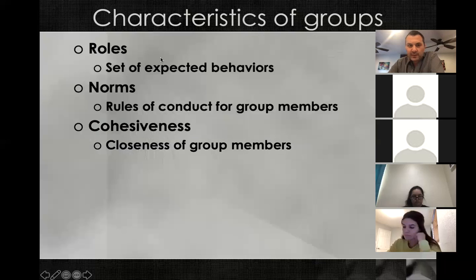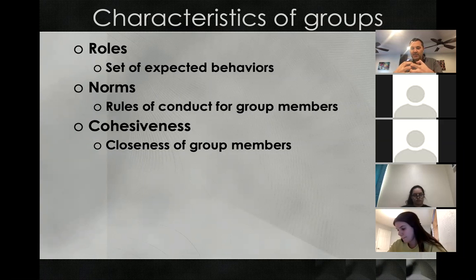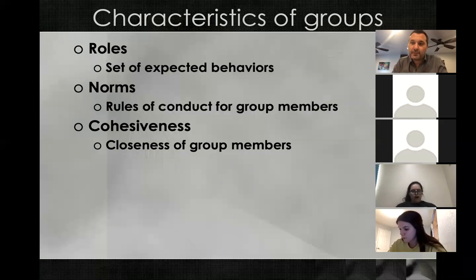A third characteristic of groups is that of cohesiveness, and cohesiveness refers to the closeness of the group members. Groups that have cohesive group members function somewhat differently than groups who have non-cohesive group members. And we've seen this before as well, just briefly. At the very end of the conformity section, I talked about factors that affect conformity. And one of those factors was the cohesiveness of the group, meaning groups that are very cohesive, that really like each other, tend to conform more than groups where you don't like your fellow group members.